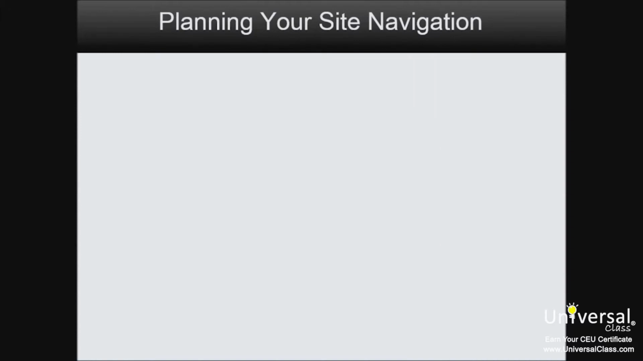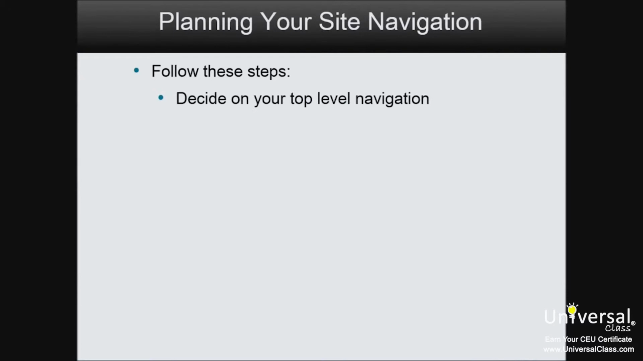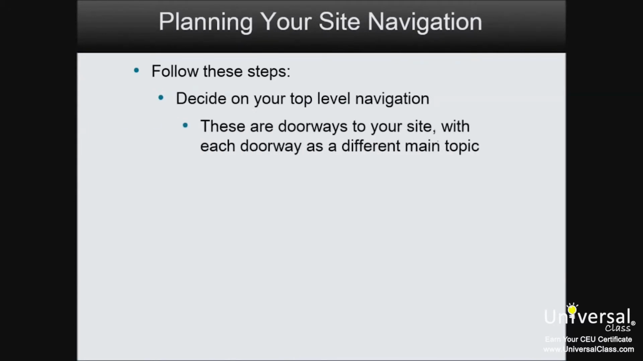However, this should be much more detailed. Follow these steps. First, decide on your top-level navigation. These are pages that are doorways to the rest of your site, with each doorway being a different main topic. Again, each top-level page deals with a different topic. The top-level navigation also includes site information, About, and instructions on how to contact you, Contact. These aren't mandatory, but they're common and best practice.